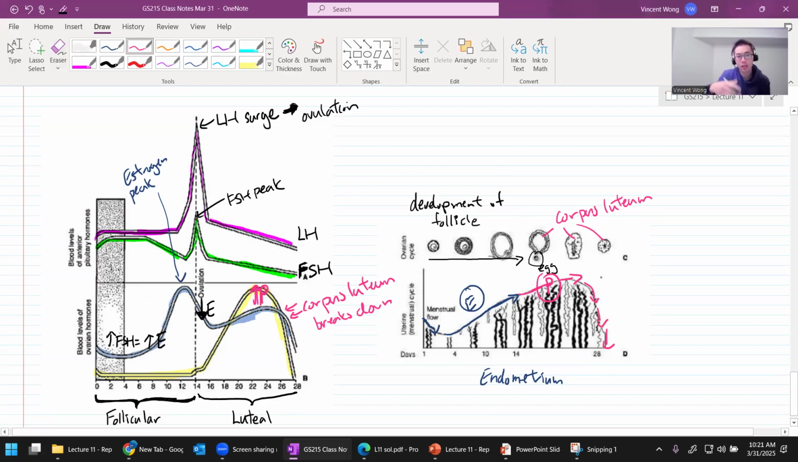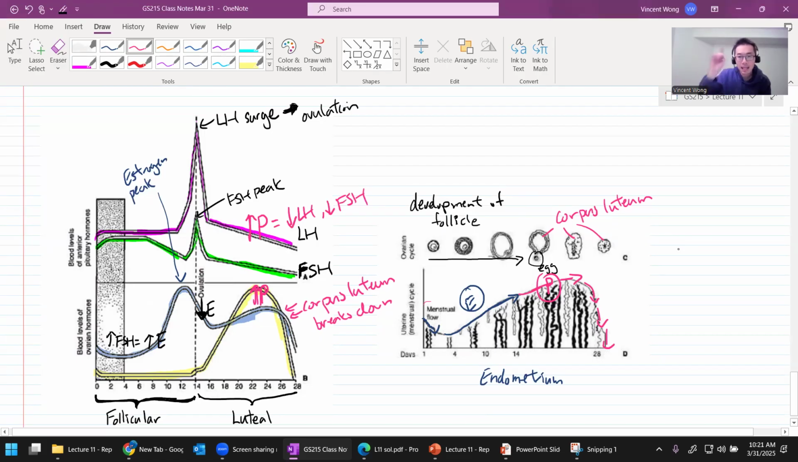Not enough estrogen, progesterone's dropping. Then it's going to trigger the menstrual flow, right? The bleeding of the next cycle now. And over here, another key thing to know is increase in P, increase in progesterone actually leads to decrease in both LH and FSH, right? Because of the negative feedback. We don't need another egg anymore. We don't need another follicle. So it's going to suppress the LH and the FSH.